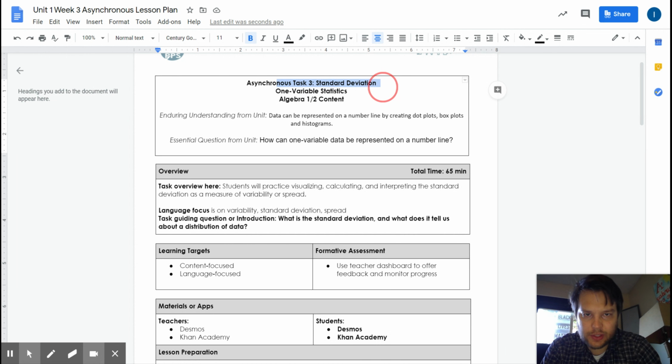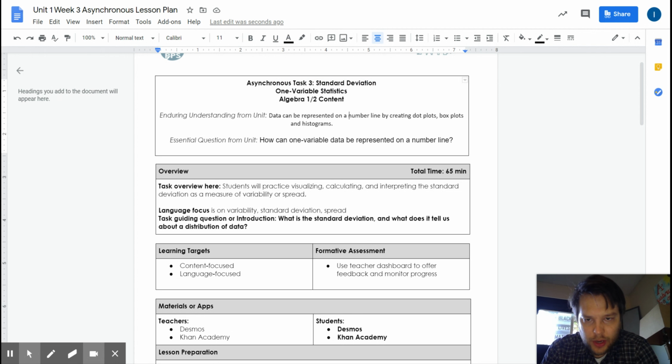Asynchronous Task 3 talks about a super important concept, standard deviation. Standard deviation is something that you will see if you go on to take many science classes. Psychology uses standard deviation a lot. This is a really important topic for just being an educated person.